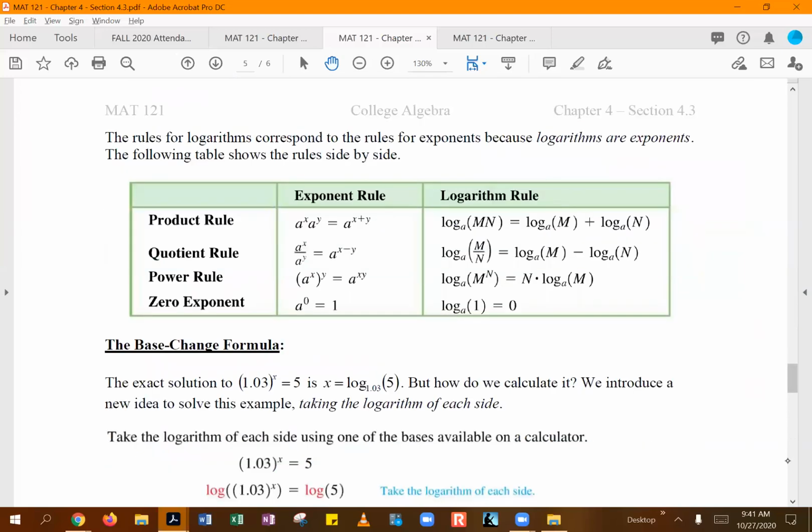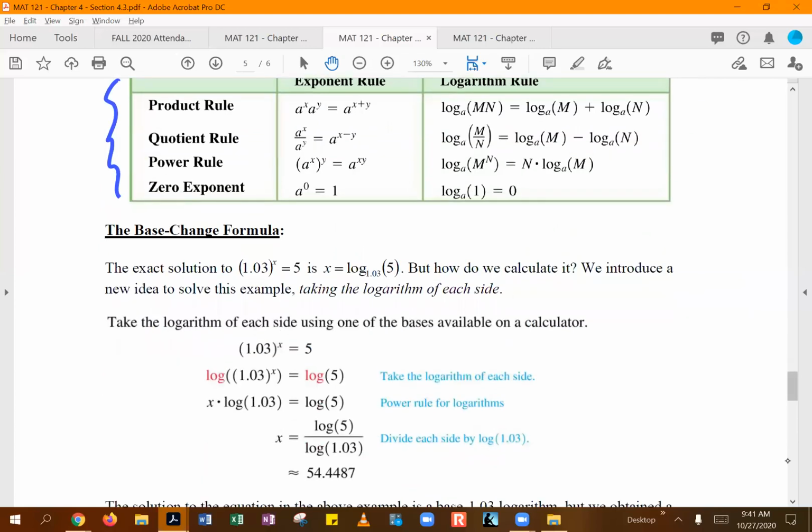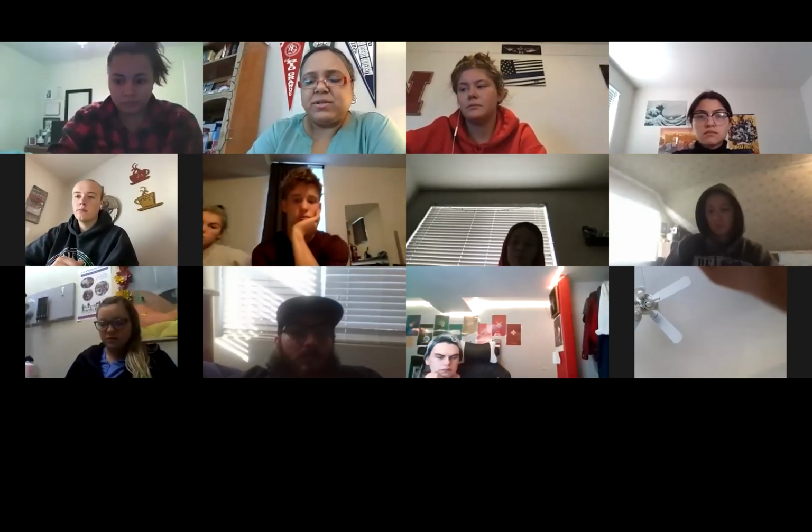I really like this table over here because it shows you the comparison between the exponential rules and logarithmic rules. So you can always come down here and use this as a reference when you're going through your examples or quizzes and exams. Just keep in mind that you have all of these different resources in your handouts. And then next class, we'll pick up from our base change formula because I do want to take some time and talk about those.